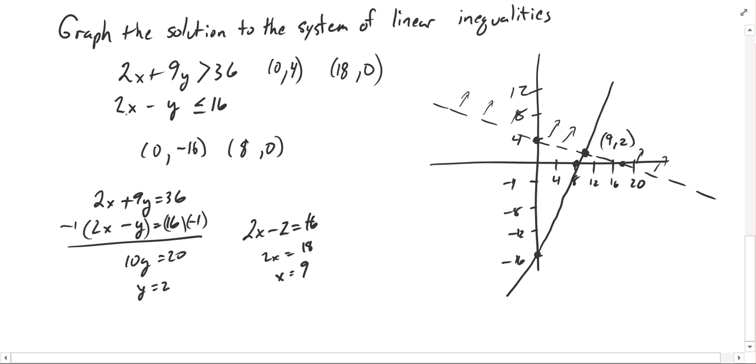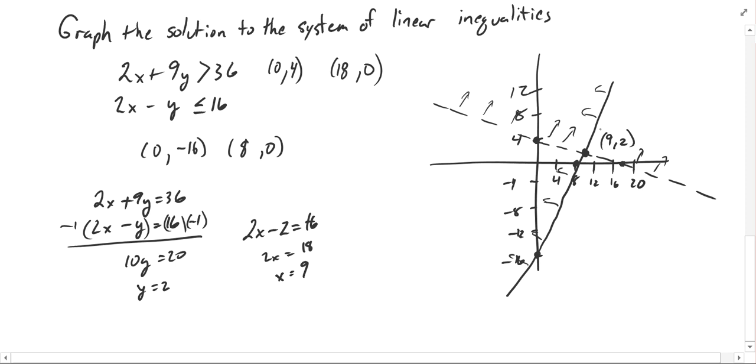And for the bottom one, if I try 0 for x and 0 for y, I get a true statement. I'll get 0 is less than 16. If you work out the math on the left side, you get 0 is less than 16. That's true. So (0, 0) is a solution, so I want the (0, 0) side of that one.